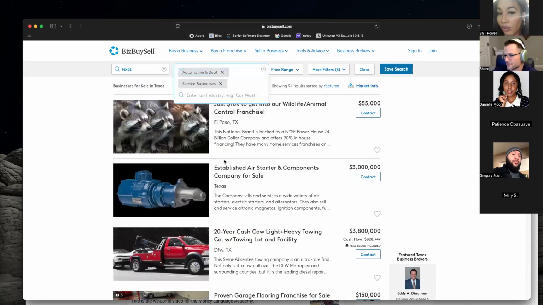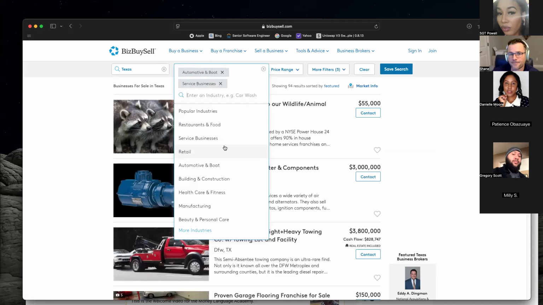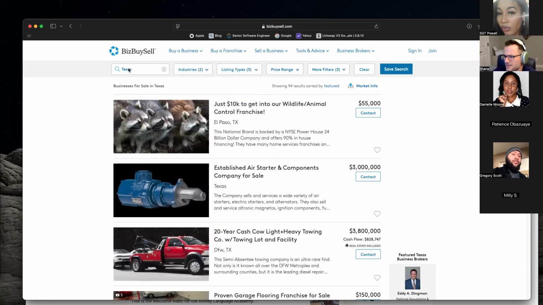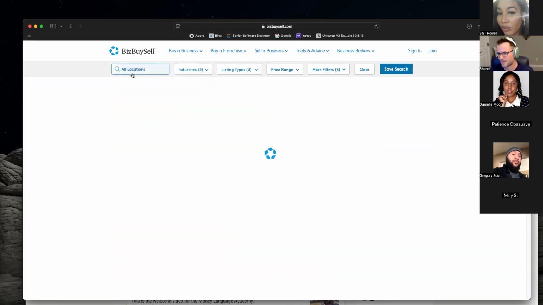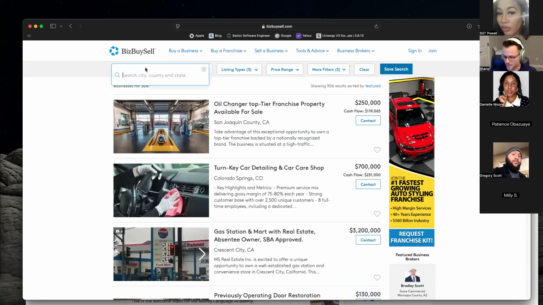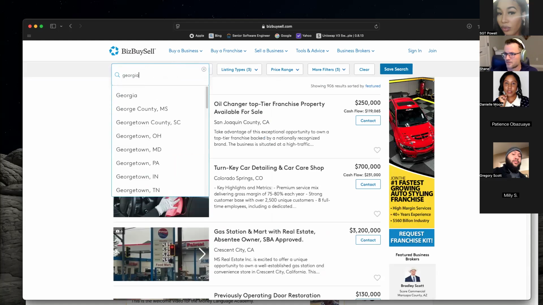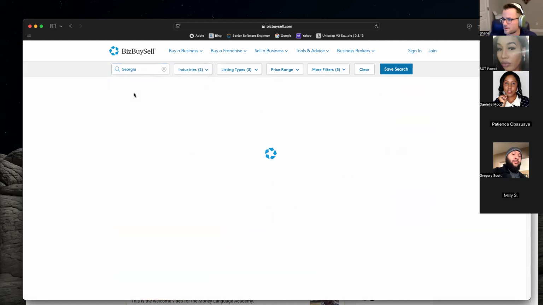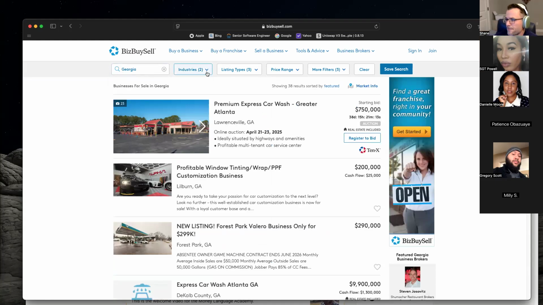Automotive. Hey Shane, yeah, sorry to interrupt. It still says Texas in all of them, not Georgia. Oh, it did, didn't it? It went right back to Texas. Thank you. Georgia. There we go. Okay.